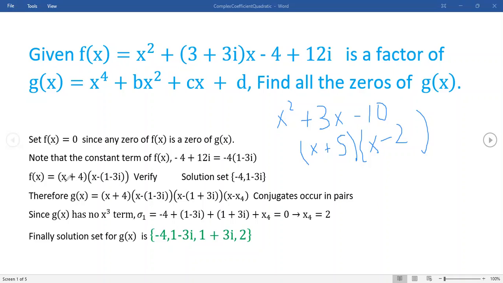Just right off the bat, we know that the solution set for f of x is minus 4, comma 1 minus 3i. Now you say complex numbers always occur in conjugate pairs.